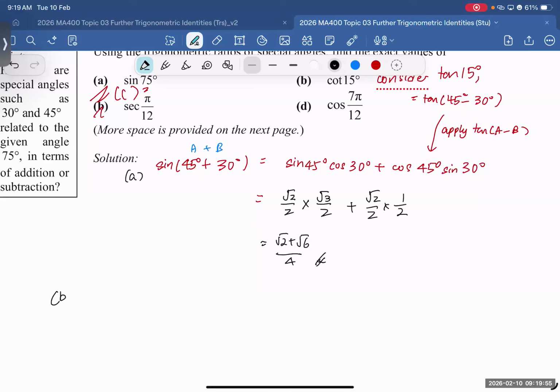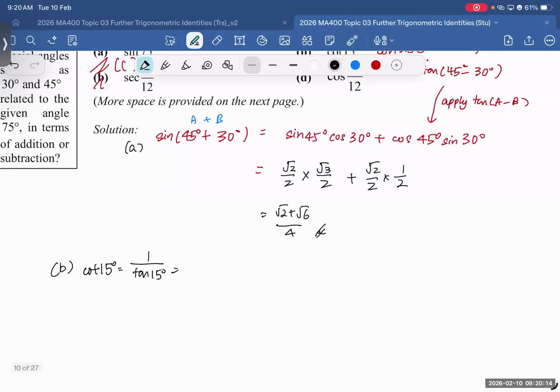For part B, we may need to do an extra step, because we only have the addition formula for tangent. We do not have any addition formula for cotangent. So cotangent 15, I see as 1 over tangent 15, which is 1 over tangent of 45 minus 30.